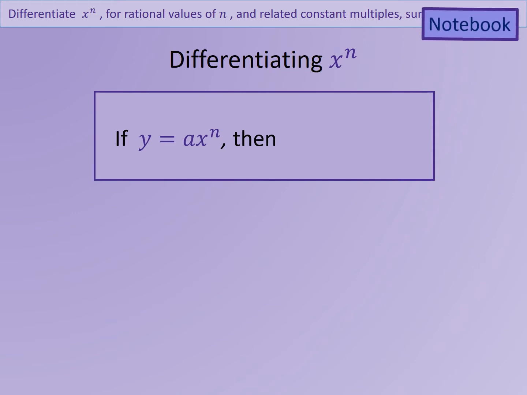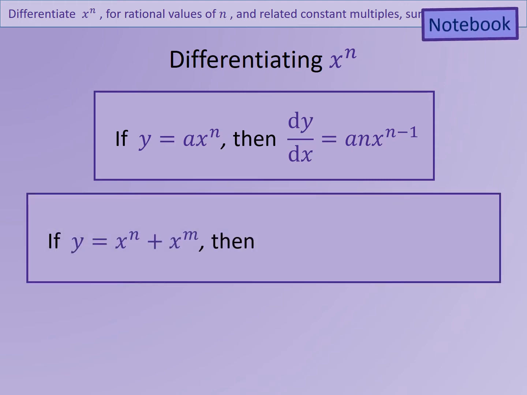What we're going to do here is to multiply by the old power and reduce the old power by 1. So if y equals ax to the power of n, then dy by dx equals anx to the power of n minus 1. So that's the rule that we've been using for all of those examples you've just been doing.